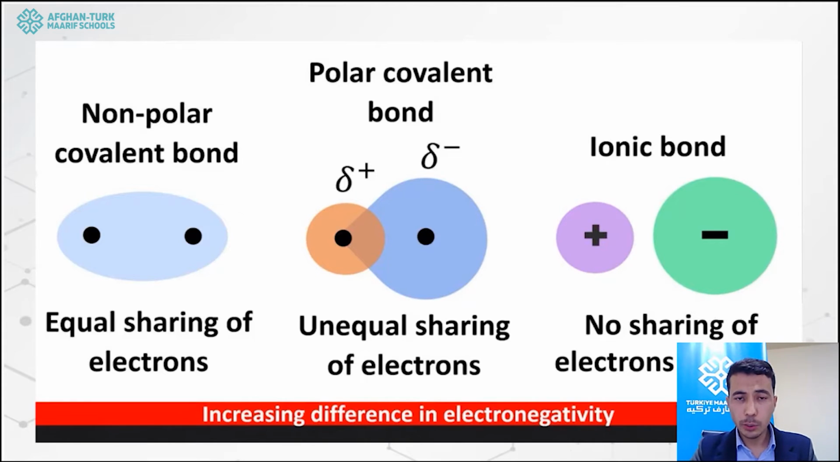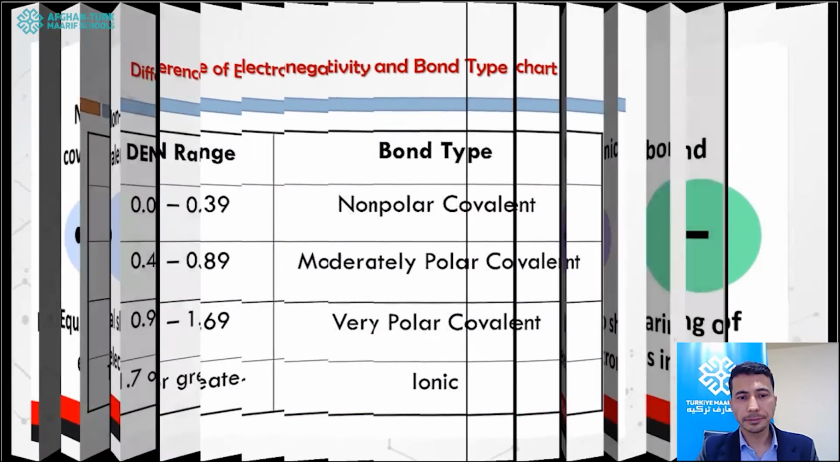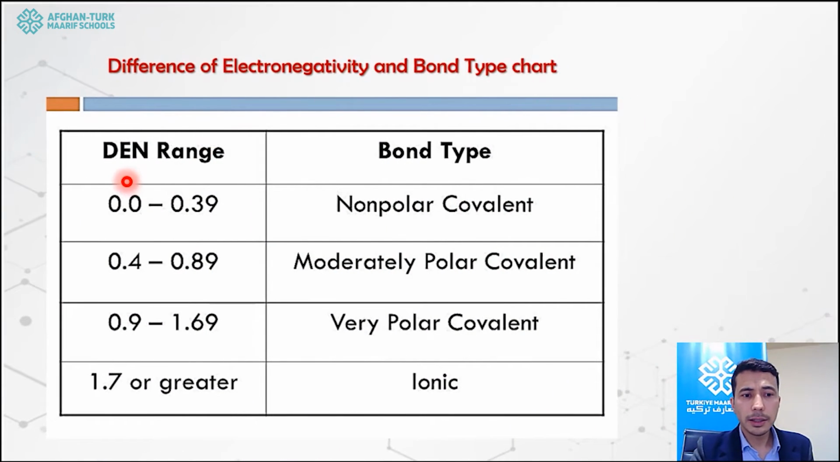Let me tell you what's the role of difference of electronegativity in bond type, and polar and non-polar covalent bonding. Now you can see over here the difference of electronegativity, DEN, range and bond type. If the difference of electronegativity is between 0.0 and 0.39, or we can say 0.4, the bond will be a non-polar covalent bond. And if the difference is 0.4 until 0.9 or 0.89, it will be a moderately polar covalent bond, not between non-polar and polar. And if the difference is between 0.9 and 1.69 or 1.7, it will be a very polar covalent bond.